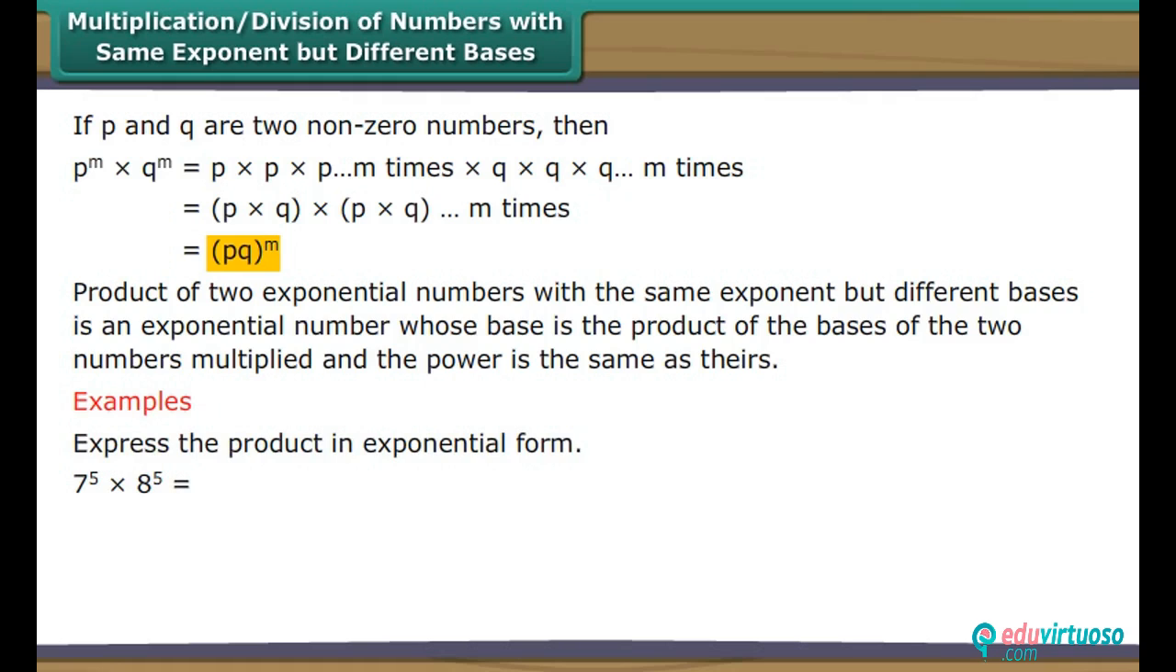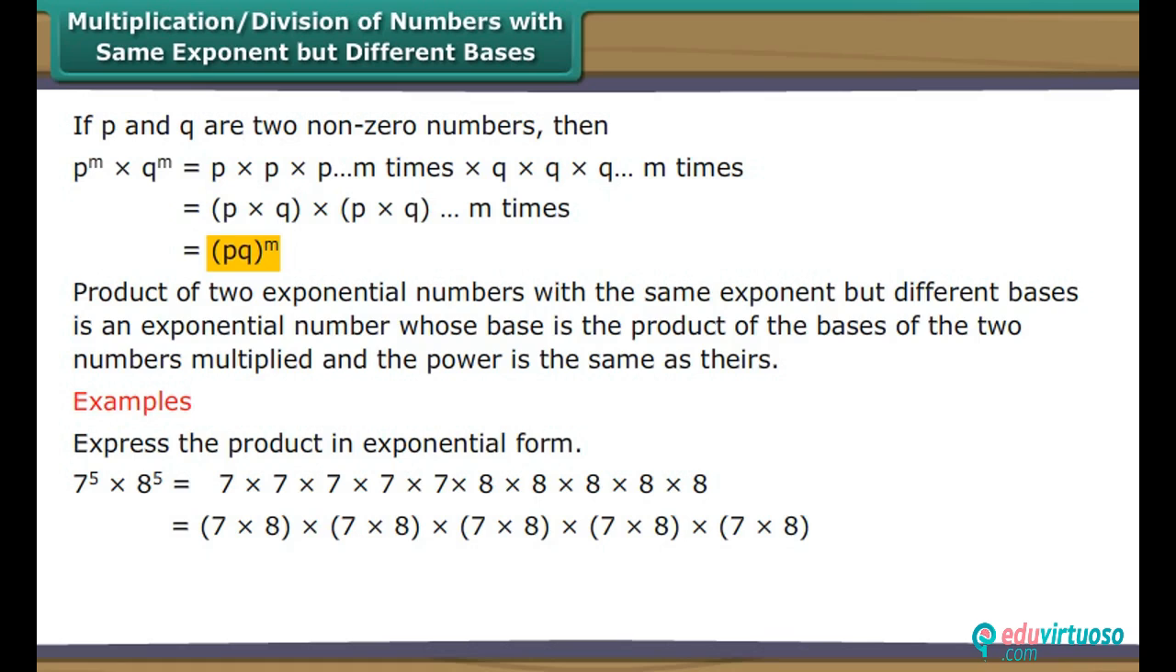7 raised to the power 5 into 8 raised to the power 5 is equal to 7 into 7 into 7 into 7 into 7 into 8 into 8 into 8 into 8 into 8 equals 7 into 8 into 7 into 8 into 7 into 8 into 7 into 8 into 7 into 8, which is equal to 7 into 8 raised to the power 5, which equals 56 raised to the power 5.